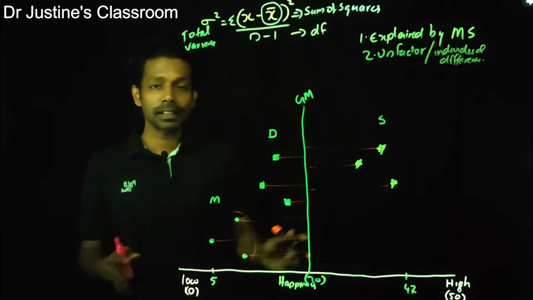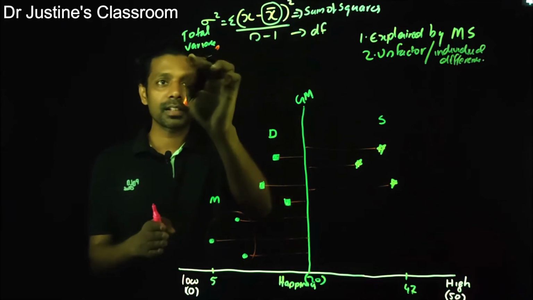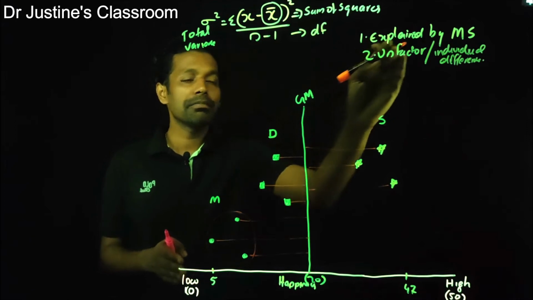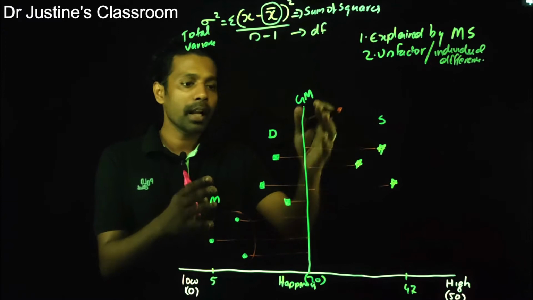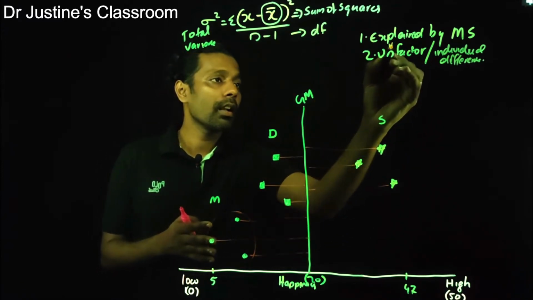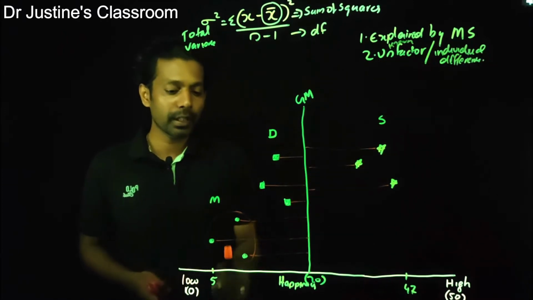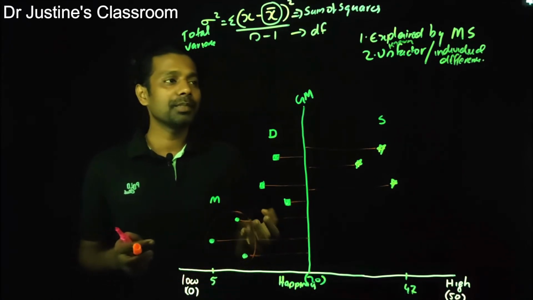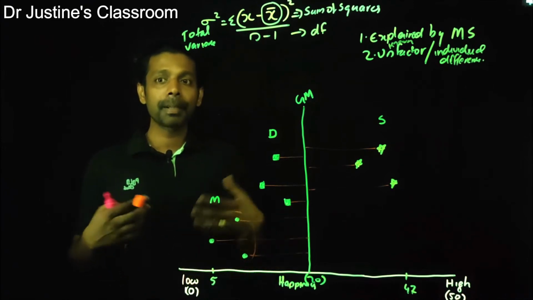Okay, now the question is why there are changes in the data. That means what is the reason for this total variance? One factor is the explained factor, that means explained by marital status. Another reason is the unknown factor, or we could say individual difference. So how do I understand how much is the factor that can be explained by marital status?